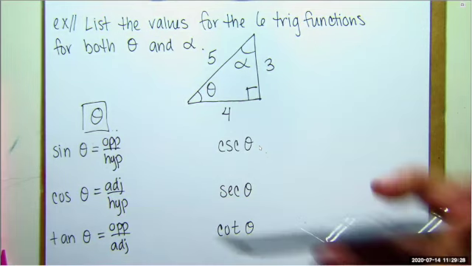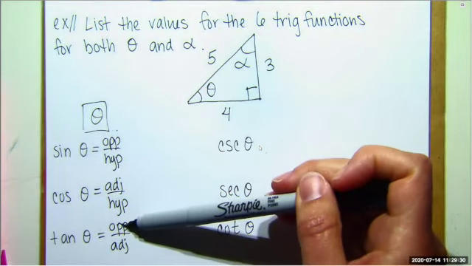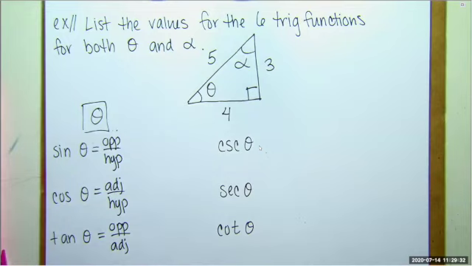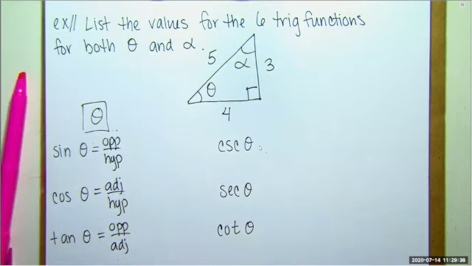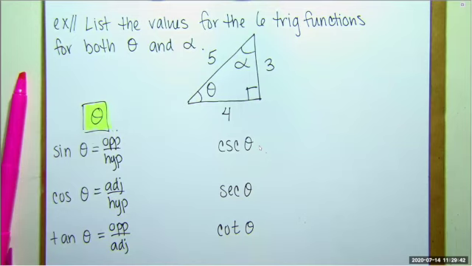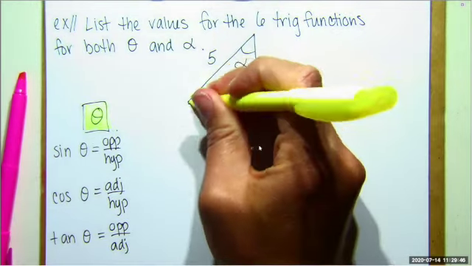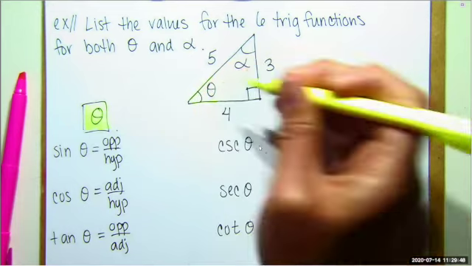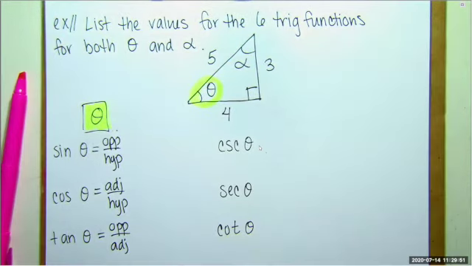Okay, so in order to fill in these values, we need to figure out what sides are opposite, what sides are hypotenuse, what sides are adjacent. Because we are finding sine of theta, cosine of theta, tangent of theta, that means that theta is our angle of reference. That's what we're computing sine, cosine, and tangent of. So I'm going to circle my angle of reference.